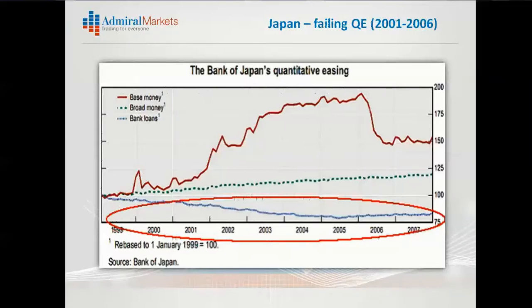This was between 2001 and 2006. The Bank of Japan had a quantitative easing. You have the base money, the broad money, and the bank loans. You have M1, M2, and M3, I would say. This is the monetary system. These were the bank loans, this was the base money, and this was the broad money.